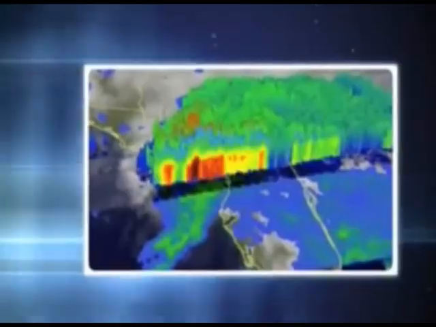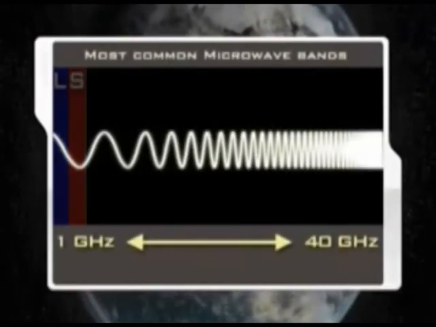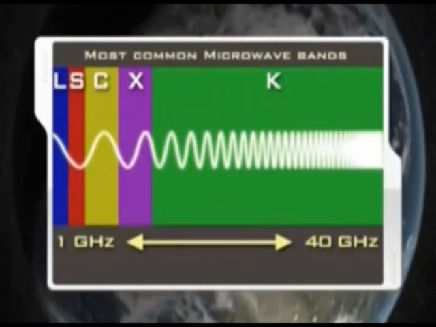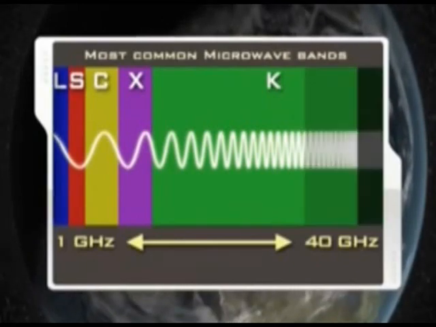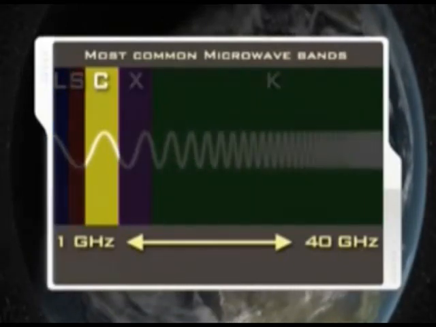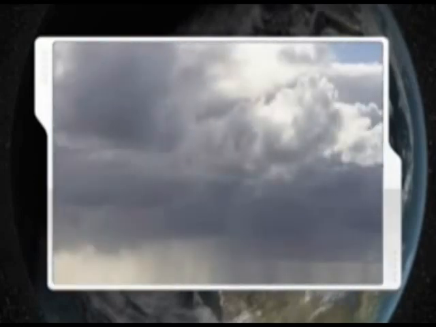Different wavelengths of microwaves grouped into bands provide different information to scientists. Medium-length C-band microwaves penetrate through clouds, dust, smoke, snow and rain to reveal the Earth's surface.